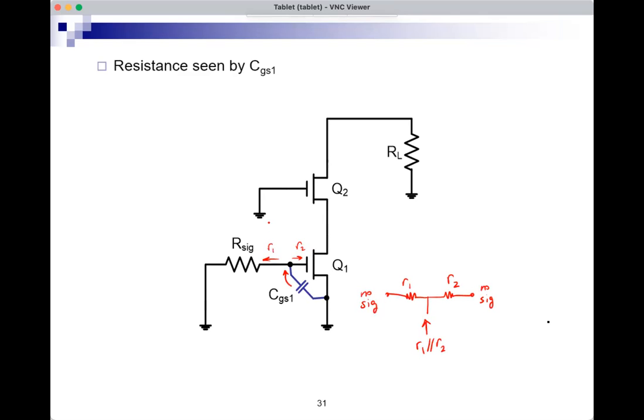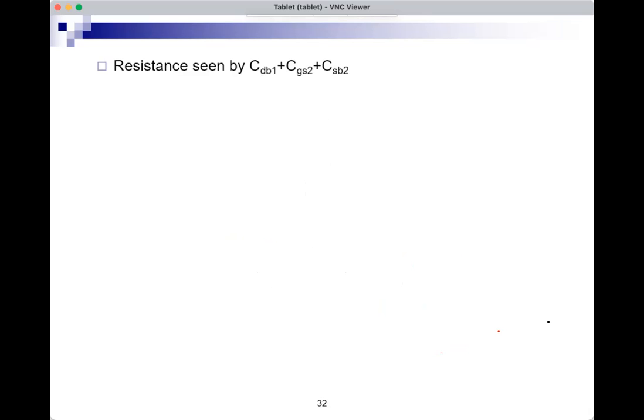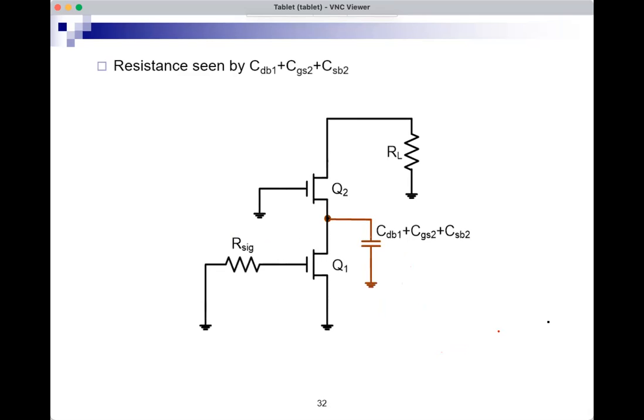So to apply the formula of the formula sheet, I need to find R1 and R2. Looking left, there is only R sig, so R1 is R sig. Looking right, I see the gate of a MOSFET. So that's infinite resistance, no current will flow. So R1 parallel R2 will therefore be R sig, which is what we calculated previously. But now we did it with the help of the formula sheet.